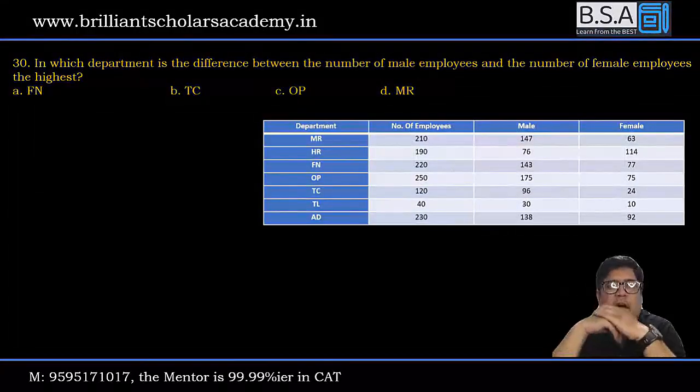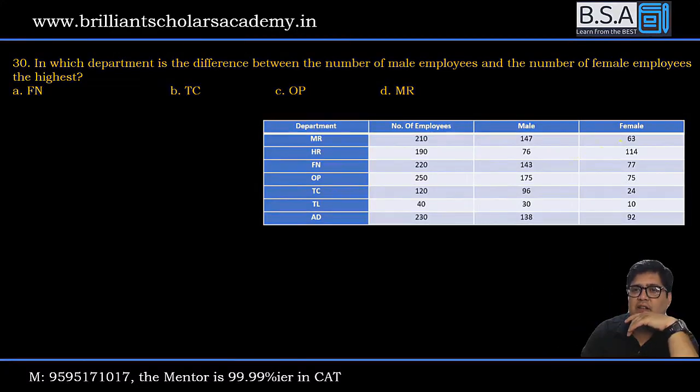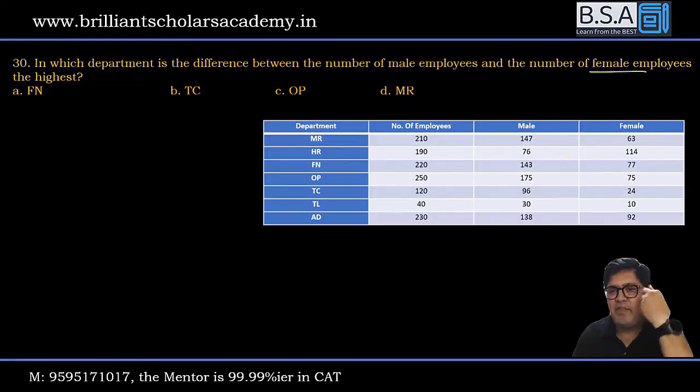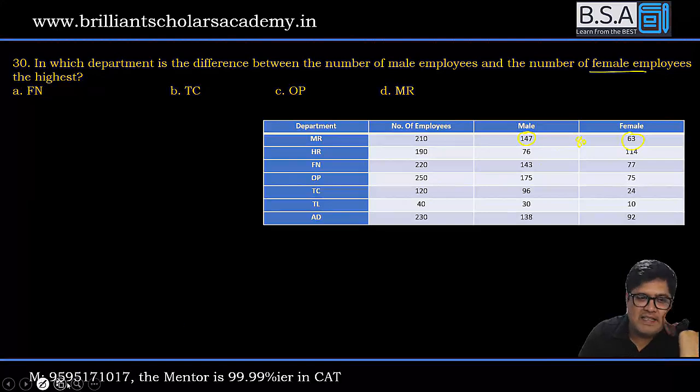In which department is the difference between number of male employees and number of female employees highest? The word is difference. Difference is a positive value. So where is the difference highest? You first work with approximations. 147 and 63. So I can say approximately 80 difference. I'll come back if there is exact value required. I'll just write down 80 here.